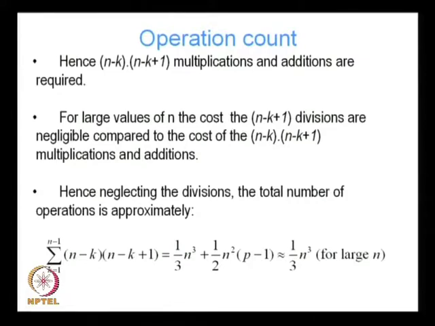So, we sum over k equal to 1 to n minus 1, and if we do that we get 1/3 n cube plus half n square times p minus 1. Remember, p is the number of right hand sides. For the sake of simplicity, if we assume that the number of right hand sides is 1, we have approximately 1/3 n cube operations for large n. Even if p is not 1, 1/3 n cube would be much greater than half n square times p minus 1, again because n cube is much greater than n square. So, the total number of operations is about 1/3 n cube for large values of n.